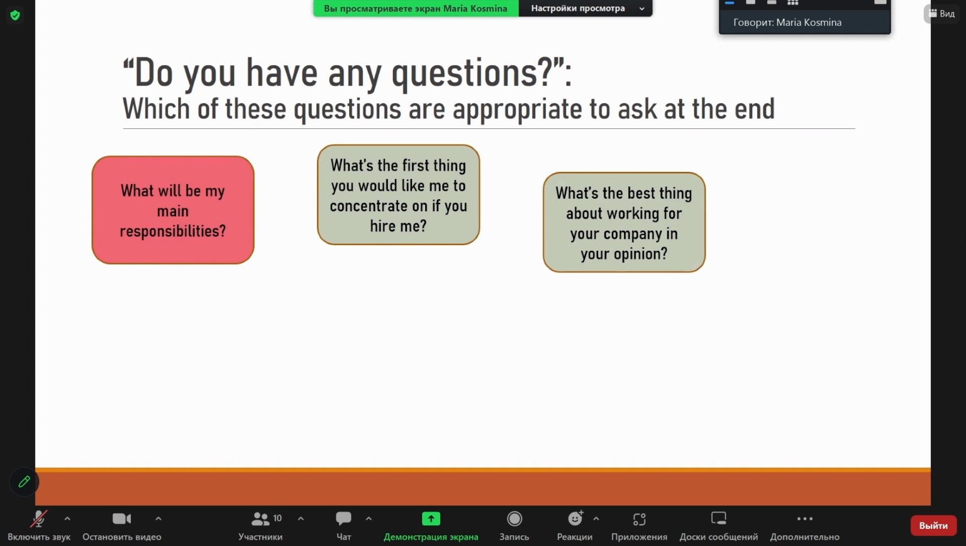What's the best thing about working for your company, in your opinion? That's a good one. Actually, it's good in a way that you show interaction and you show interest in talking to the recruiter, because it makes it more natural. You show that he or she is a human being as well, and you want to get to know them and their company's values and culture, not only by reading their website, but getting this information straight from the people who are working there.